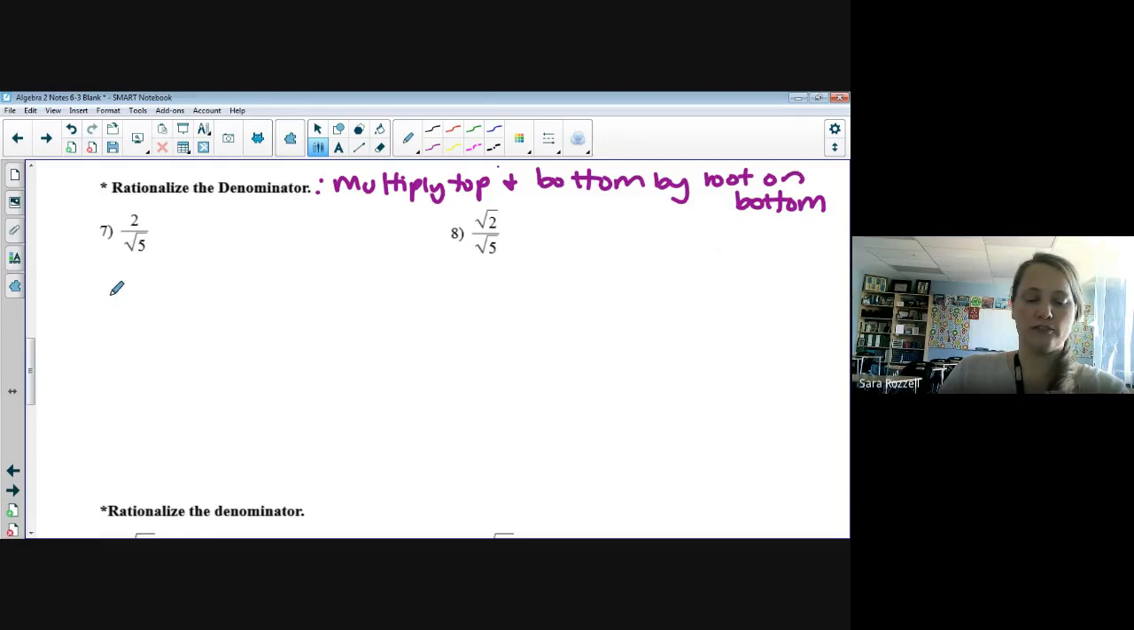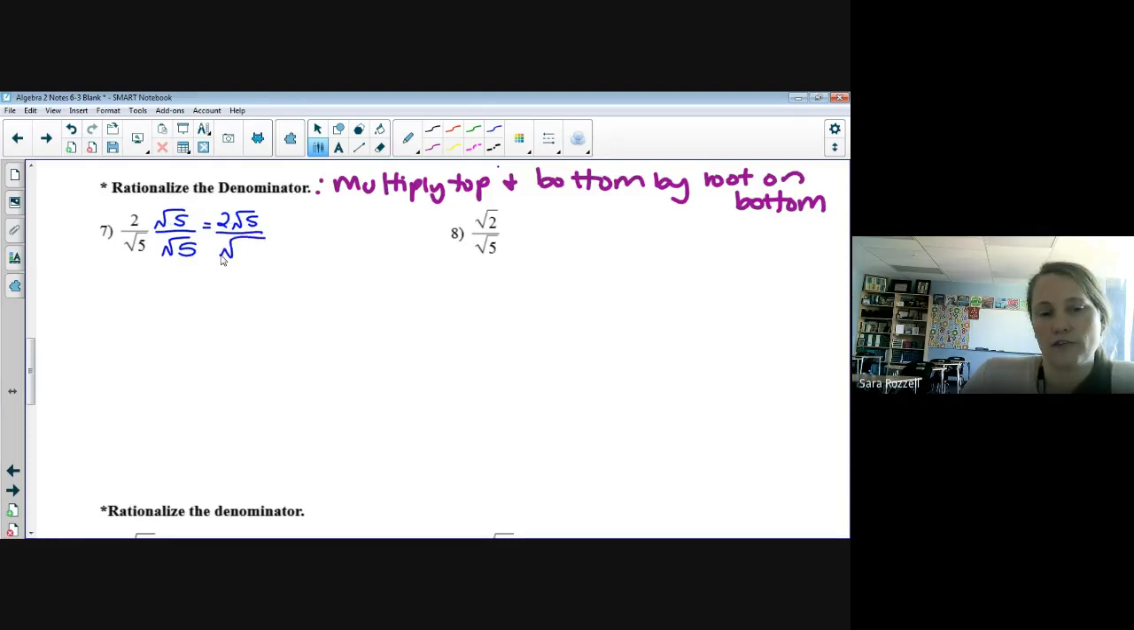And you guys probably remember this from geometry. I know you had to do this in that class. If I have a square root of 5 on the bottom, to get rid of it, I'm going to multiply by square root of 5 on top and bottom. Then I just multiply across, and I won't have a square root in the denominator anymore. 2 times root 5 is just 2 root 5. And the square root of 5 times the square root of 5 is the square root of 25. And is the square root of 25 a perfect square? Yep, and the square root of 25 is 5.